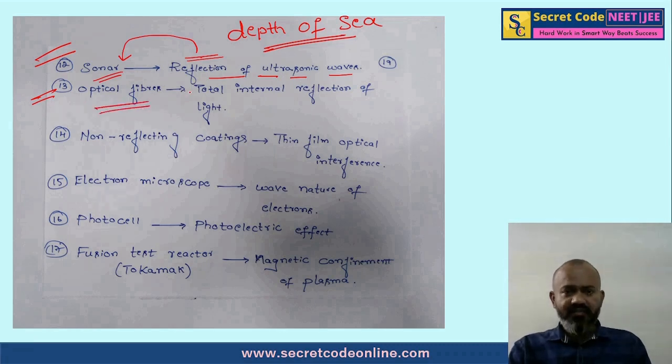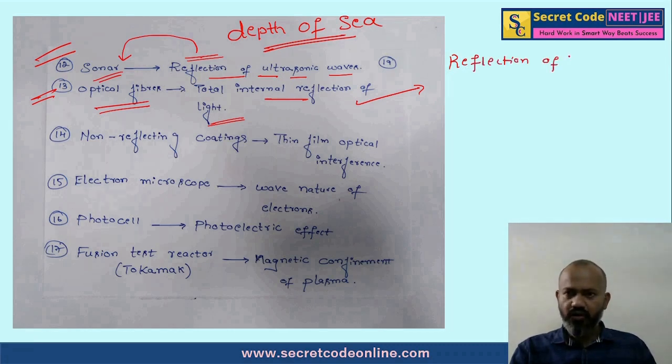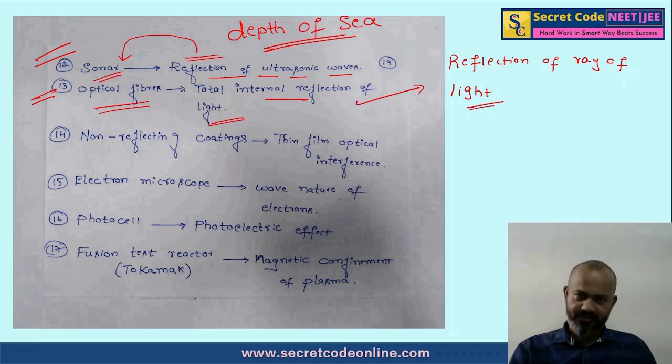In optical fibers, we know that total internal reflection of light will happen. What is total internal reflection of light? Any idea, you people? Total internal reflection of light, I'll write here. It means the complete reflection of a ray of light within a medium from the surrounding surfaces back into that medium. That is what is known as total internal reflection.